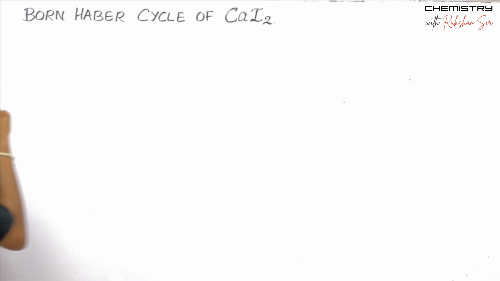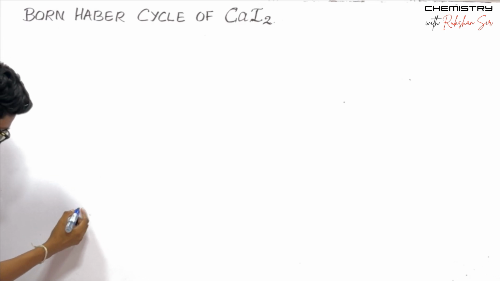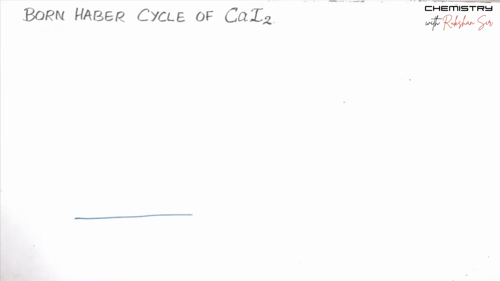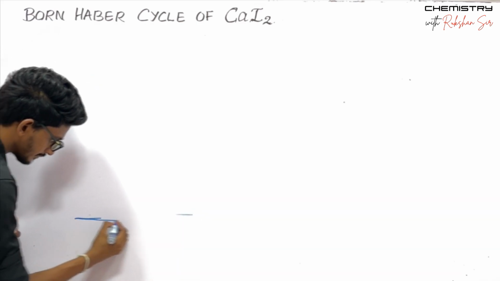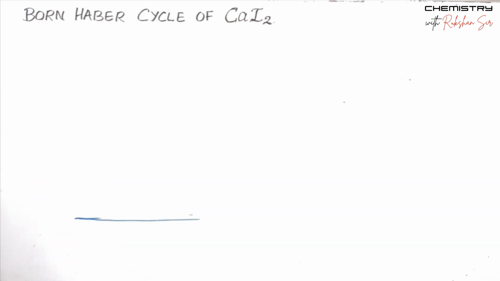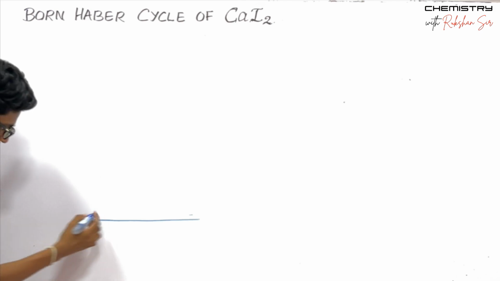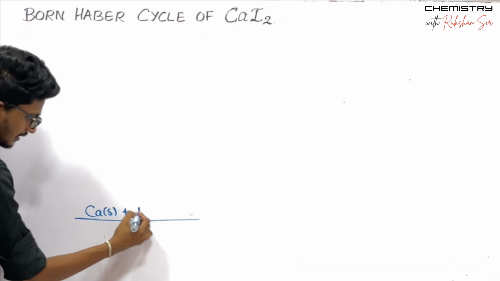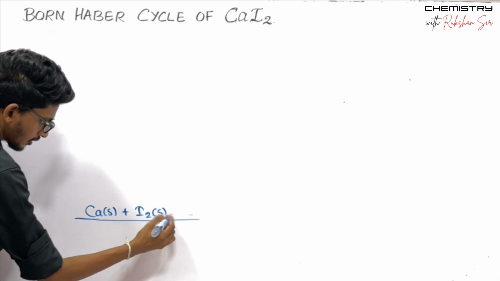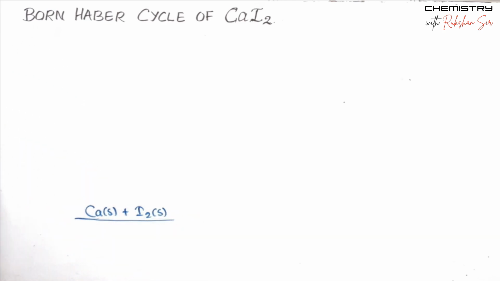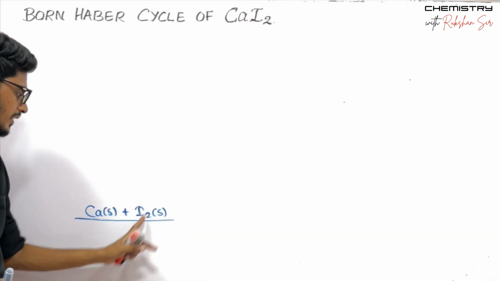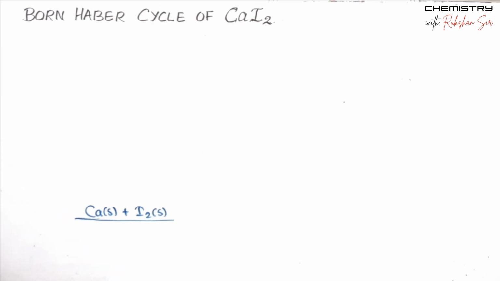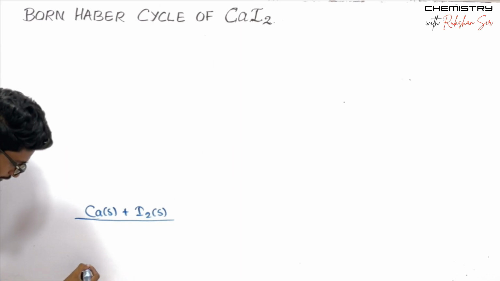So let's start with the reference forms, right? This is the first thing to do, starting with the reference forms. So calcium's reference form is calcium solid, and iodine's reference form is I2 solid. So this represents one calcium atom and two iodine atoms, which should be there in your system, right? That is clear.